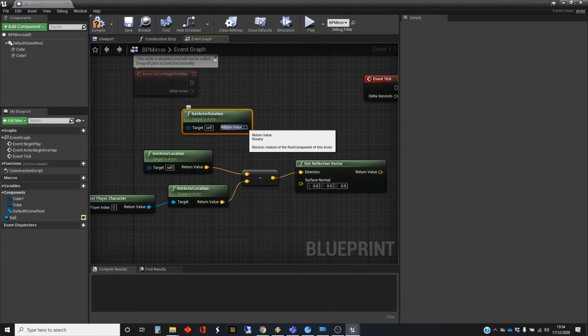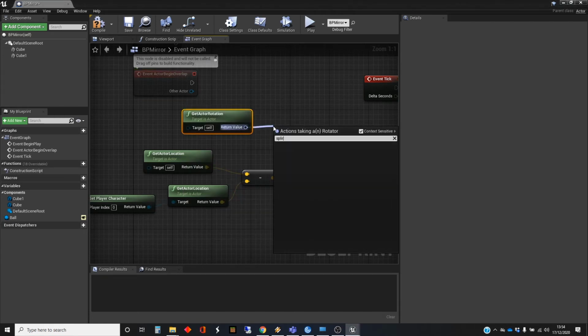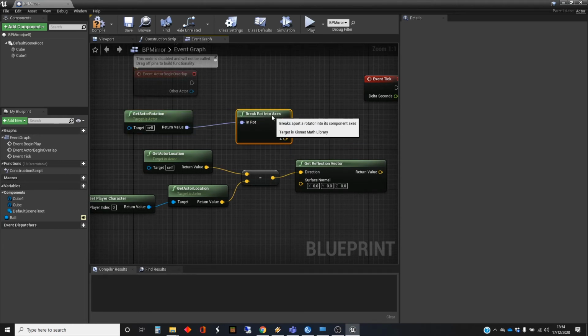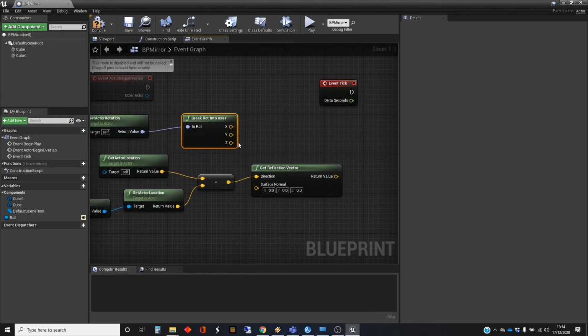And if we split this into axes, break is the word we want. Break rot into axes. This gives us three vectors. So the first one is the forwards vector of the object. The Y is a right-hand sideways vector of the object, and the Z is the upwards vector of the object. Effectively, it's the local axes of the object. And this is the one that we want.